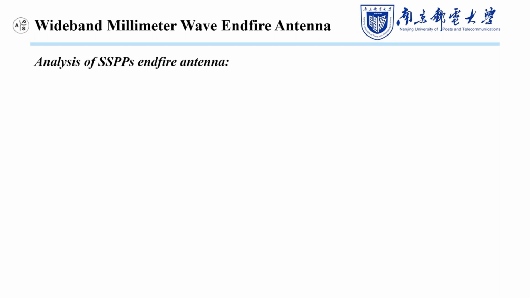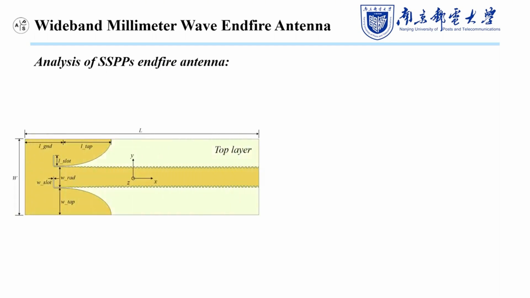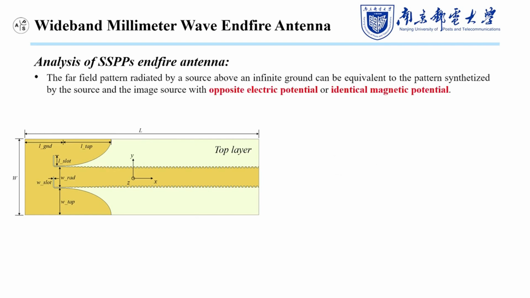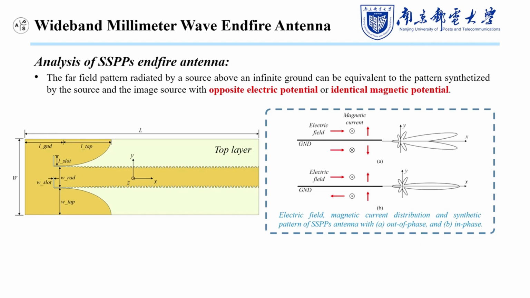Then, to solve the problem of the beam tilted up from the flat plane, an SSPPs Endfire antenna is designed with two symmetrically corrugated surfaces on the double sides of a metal strip. By analyzing the radiation performance of two symmetrically corrugated surfaces, we found that different current distributions will form different synthetic patterns. As mentioned above, the key factor to realize the Endfire beam with zero tilted angle is attributed to the identically normal electric fields and oppositely tangential components.